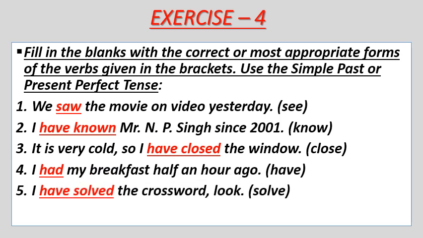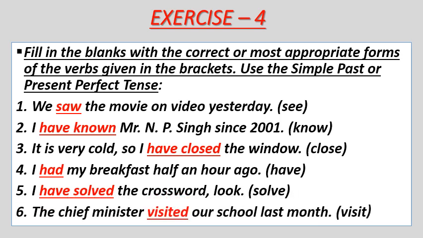Number 5. I have solved the crossword puzzle. Answer is have solved. The form of the verb have solved refers to the present perfect tense and shows that the action happened only a short time ago. Number 6. The Chief Minister visited our school last month. Answer is visited. The form of the verb visited refers to the simple past tense and shows that the action finished at some time in the past.